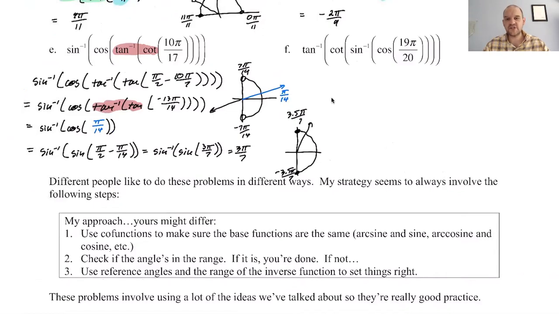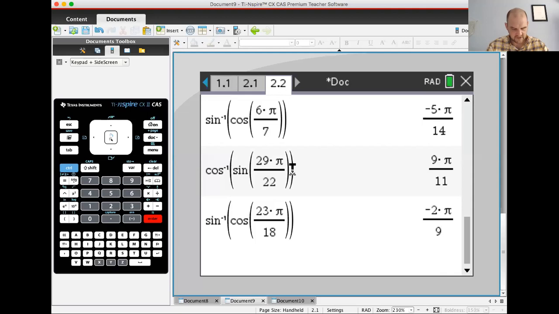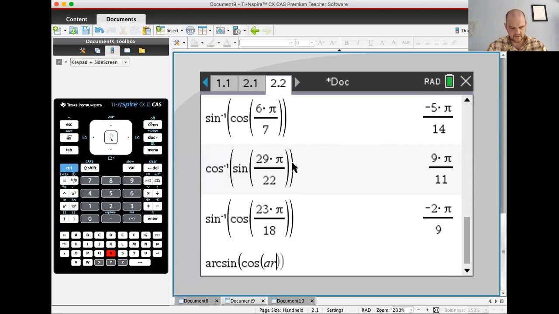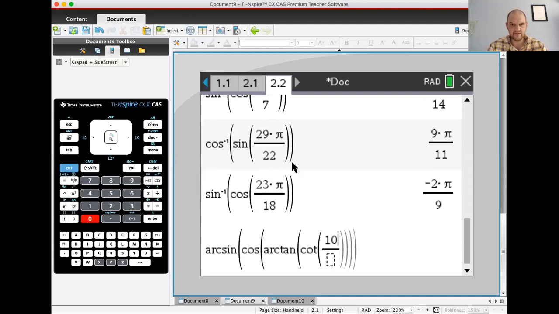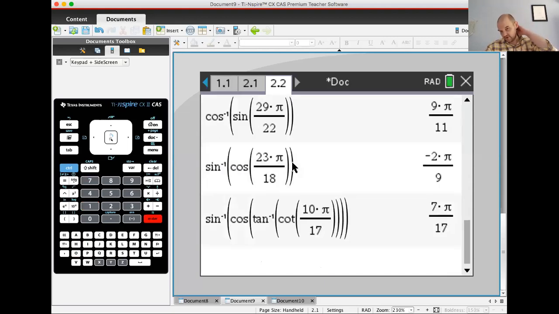Let's go to the calculator and check it, right? While it's fresh in our minds, let's see if we can check this. I'm just going to put it in one shot and hope that it's right. Arcsine of the cosine of the arctan of the cotan of 10 pi over 7. Oh, 17. The whole problem is wrong because I wrote 7 instead of 17.